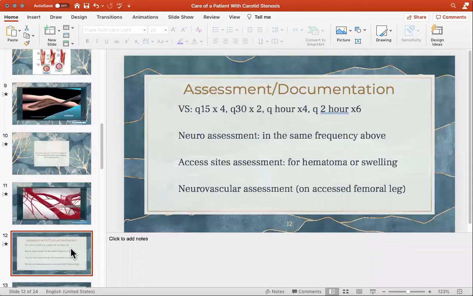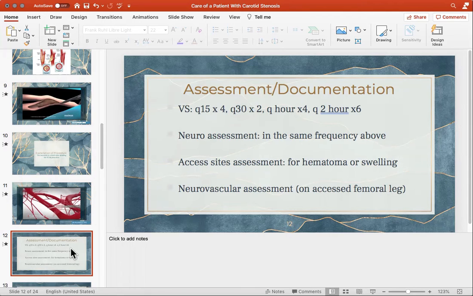Following the TCAR or carotid endarterectomy procedure, patients come back to our unit and we are required to assess and document our assessment. Per our hospital guidelines, we are required to do vital signs Q15 times 4, Q30 times 2, Q hour times 4, and then Q2 hour times 6.